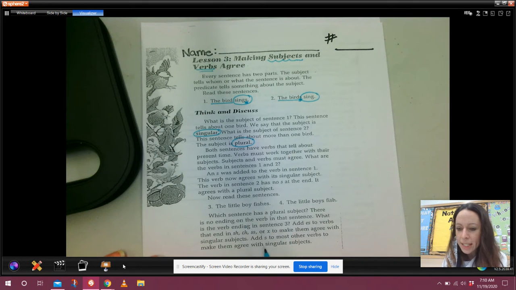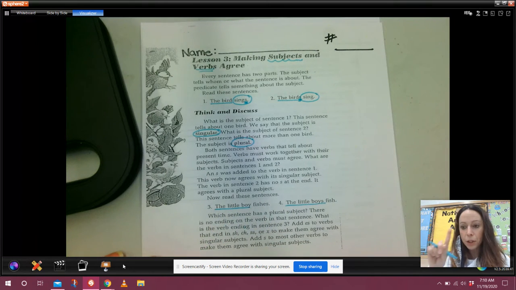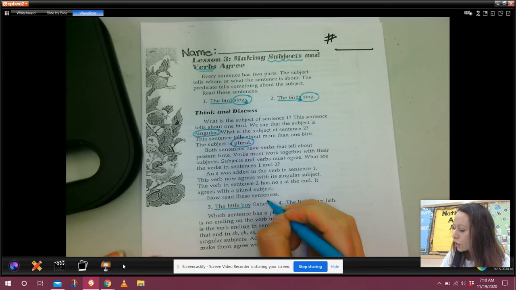Now we have 2 more sentences to take a look at. The little boy fishes. The little boys fish. Which sentence has a plural subject? Well, that's number 4. They're talking about the little boys. What is the verb ending in sentence 3? So our verb, here's our subject, the little boy, that's singular, 1. Take a look, he fishes.